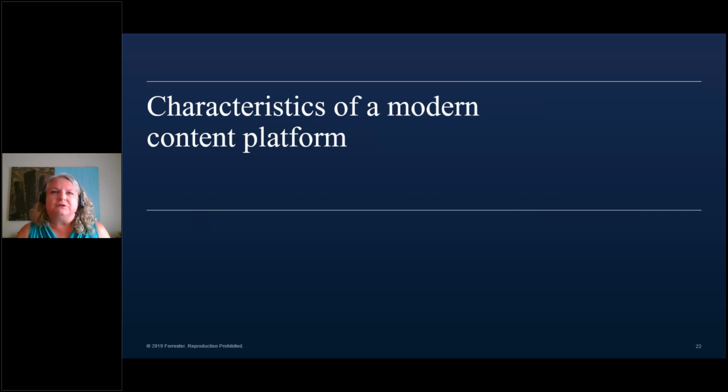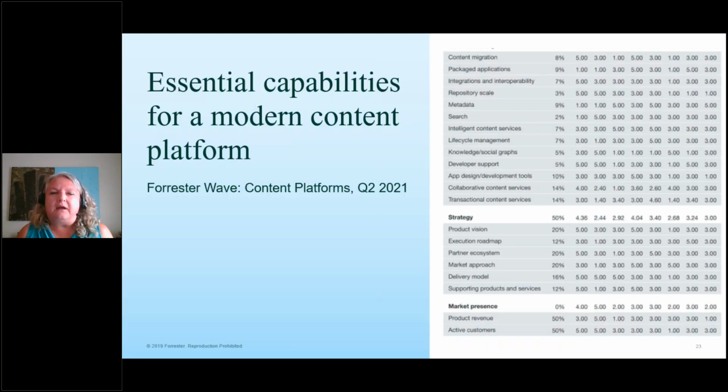So let's just end this portion of the presentation with a few characteristics of a modern content platform. Now, in June of this year, we actually published the latest edition of the Forrester Wave for enterprise content management. We called it Content Platforms in Q2 2021. And if we look at some of the core capabilities, the things that really stood out to me in this era is that we're really starting to think more about the shift to cloud and how that actually eliminates some of the traditional barriers we had to things like scale. So we're starting to see really interesting, fresh approaches as vendors move into cloud architectures.